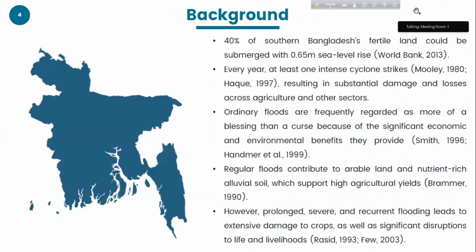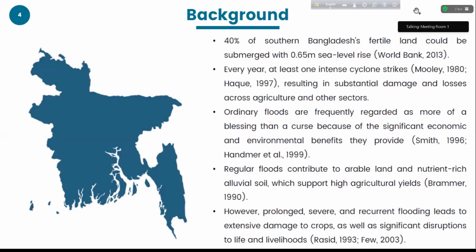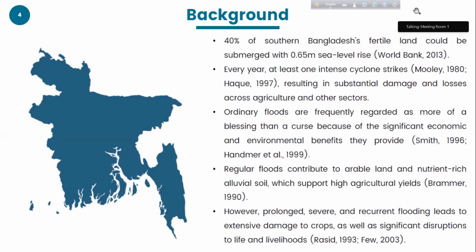And 40% of southern Bangladesh's waterline could be submerged with a 0.65 meter sea level rise. However, prolonged, severe and regular floods in Bangladesh also contribute to arable highland and nutrient-rich alluvial soil, which support high agricultural yields. But prolonged and severe recurrent flooding can lead to extensive damage to crops, as well as significant disruptions to life and livelihoods.